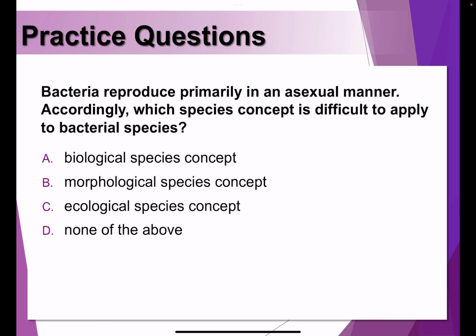Now, bacteria reproduce primarily in an asexual manner. Accordingly, which species concept is difficult to apply to bacterial species? The biological species concept, because it relies on sexual reproduction, as we've talked about. It is the other concepts that we can apply to asexual organisms.